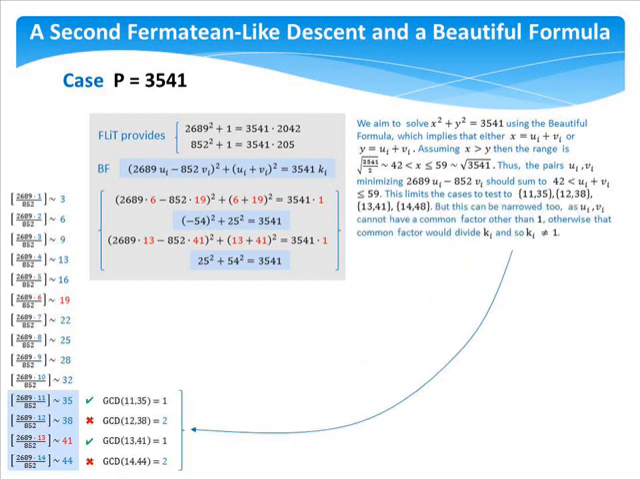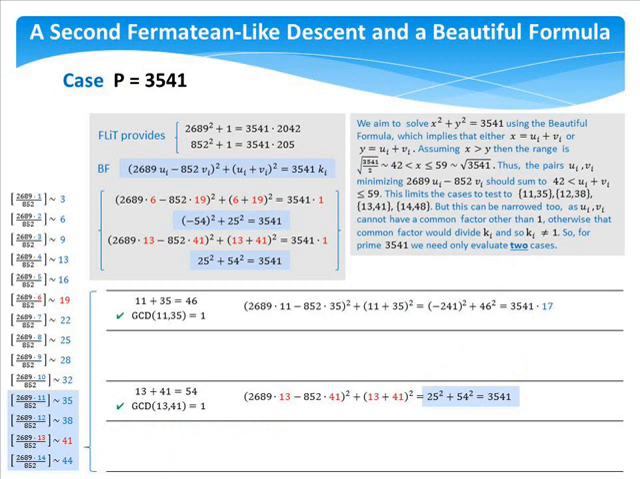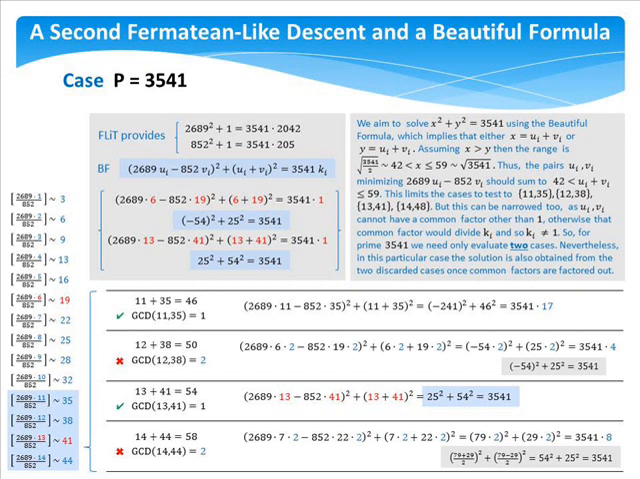But this can be narrowed too, as u and v cannot have a common factor other than 1. Otherwise, that common factor would divide k, and so k would be bigger than 1. And as the greatest common factor is 2 in the second and fourth cases, that narrows the cases to evaluate to only 2. So we see that the first case doesn't provide the solution as k equals 17, but the third case does provide the solution desired. Nevertheless, in this particular case, the solution is also obtained from the 2 discarded cases once common factors are factored out.